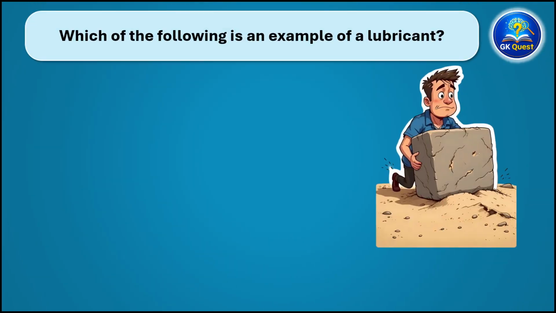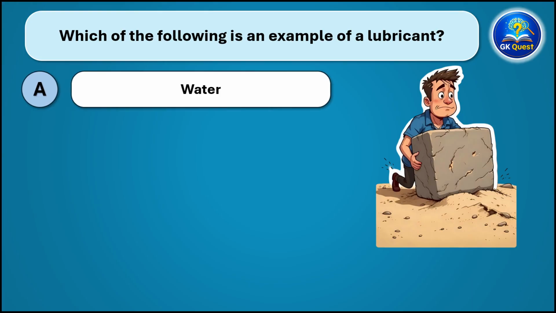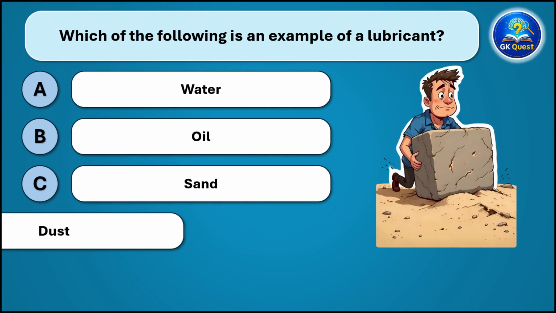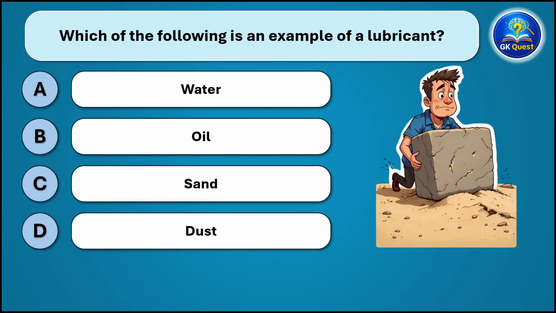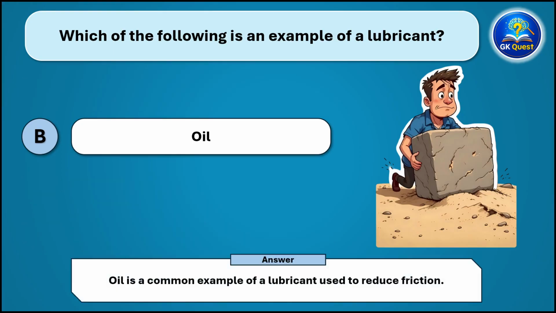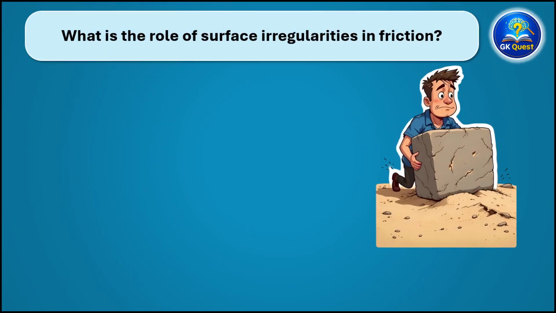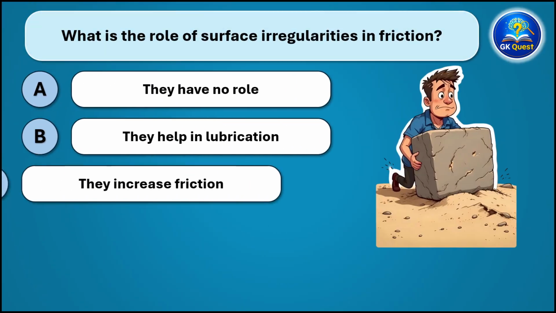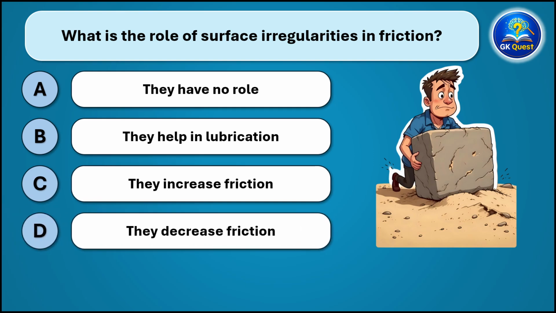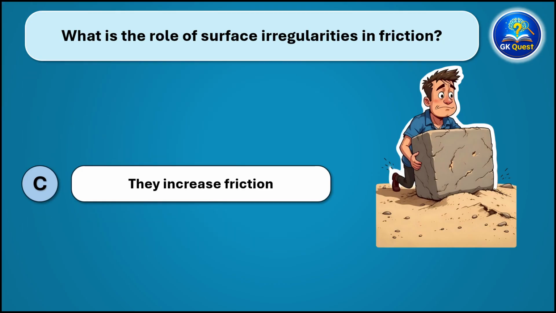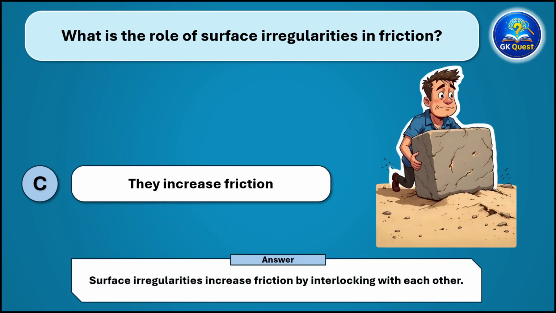Which of the following is an example of a lubricant? And the correct answer is oil is a common example of a lubricant used to reduce friction. What is the role of surface irregularities in friction? And the correct answer is surface irregularities increase friction by interlocking with each other.